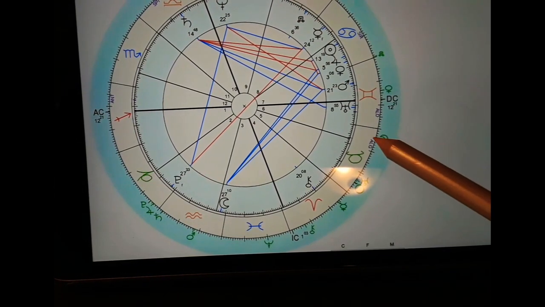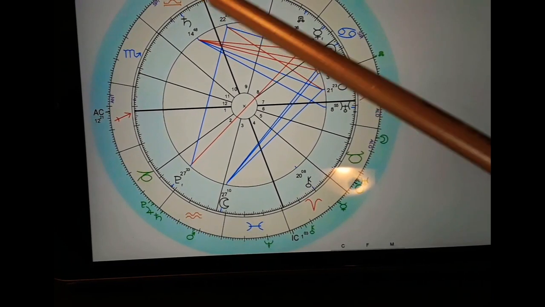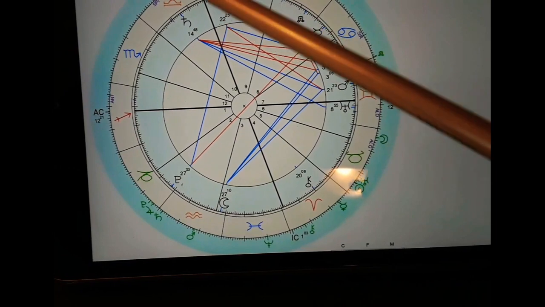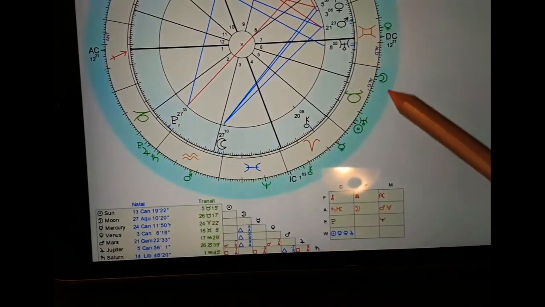And we also have that the moon is going to be, very shortly, when the moon gets to 0 degrees air, right? It'll be trining this midheaven. Okay? Not to get confused. Let's go and see if we can find another trine.